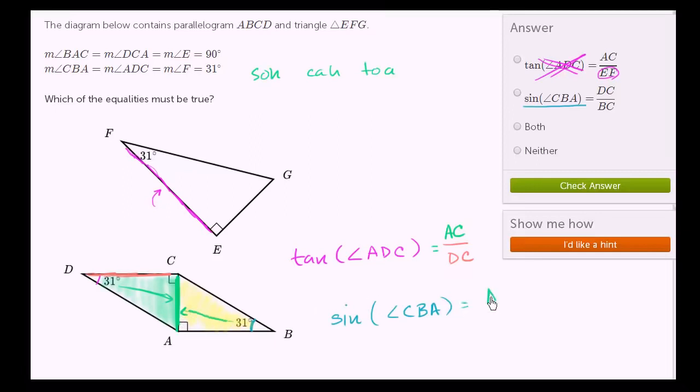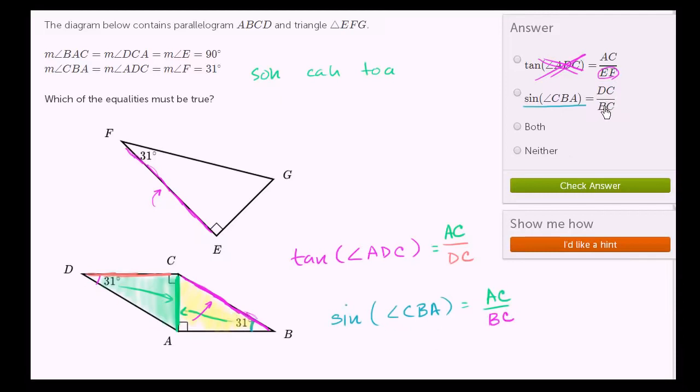So it's going to be equal to AC over the hypotenuse. What is the hypotenuse here? Well, it's opposite over hypotenuse. The hypotenuse is BC right over here. It's the side opposite the 90-degree angle. Sine is opposite over hypotenuse, so over BC. Is that what they wrote over here?